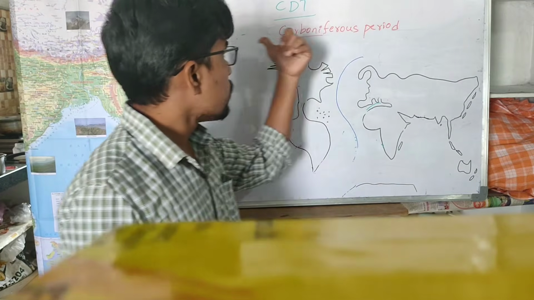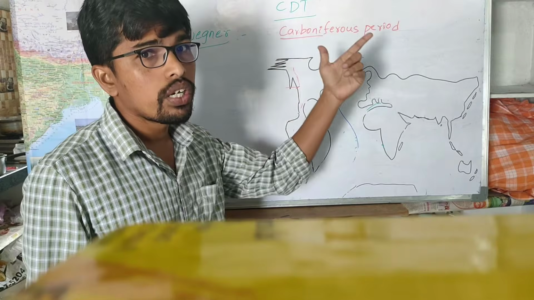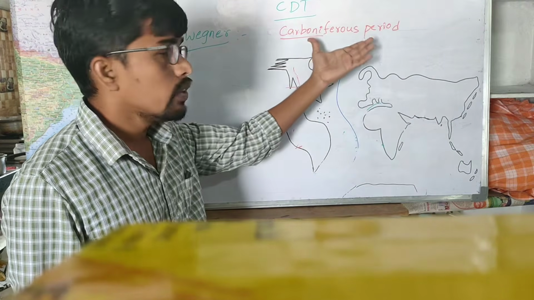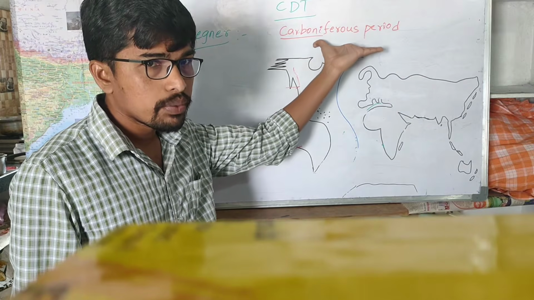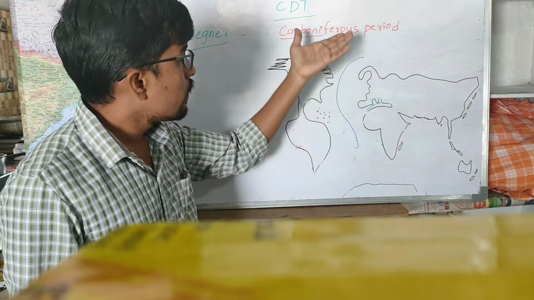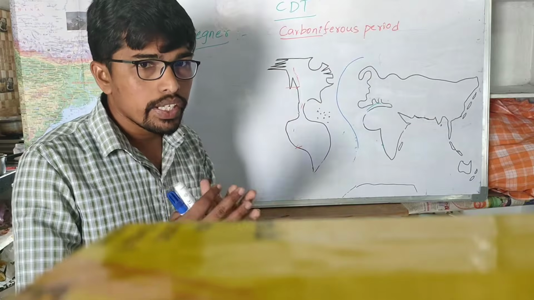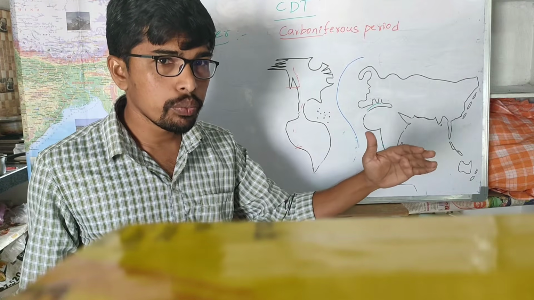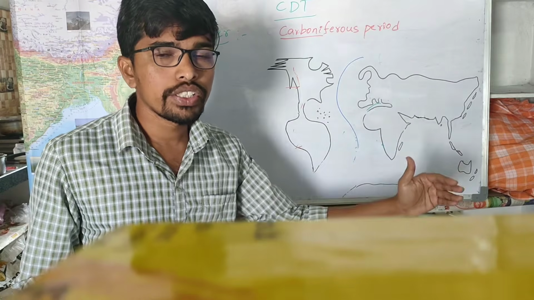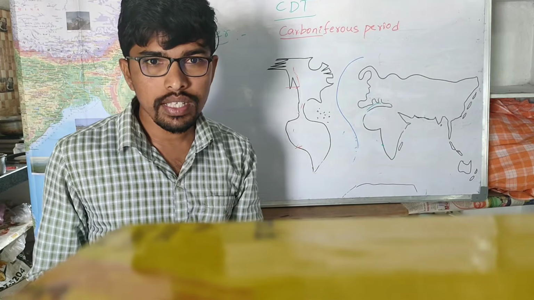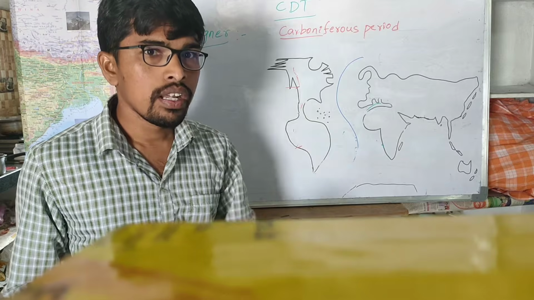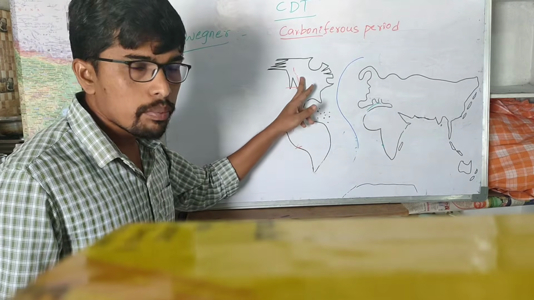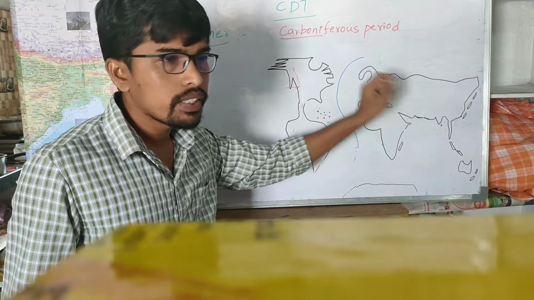He was a meteorologist, so he wanted to know how these are formed. He took the Carboniferous period as the reference, and in this period Pangea was breaking into two pieces. The northern part we call Laurasia, and the southern part we call Gondwanaland. Laurasia is again broken into two pieces: North America, and Eurasia, Europe plus Asia.